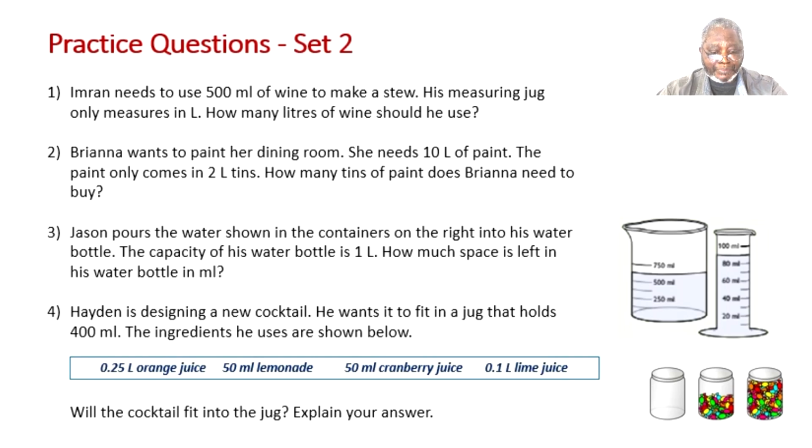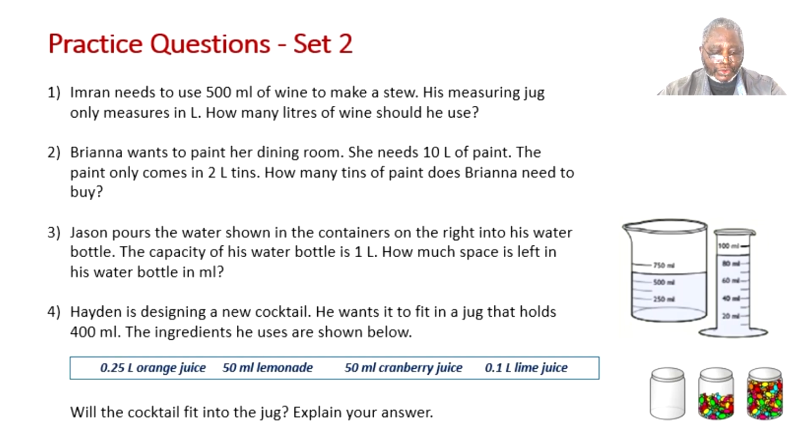Brianna wants to paint her dining room. She needs 10 liters of paint. The paint only comes in 2-liter tins. How many tins of paint does Brianna need to buy? Note what she needs and what's available.